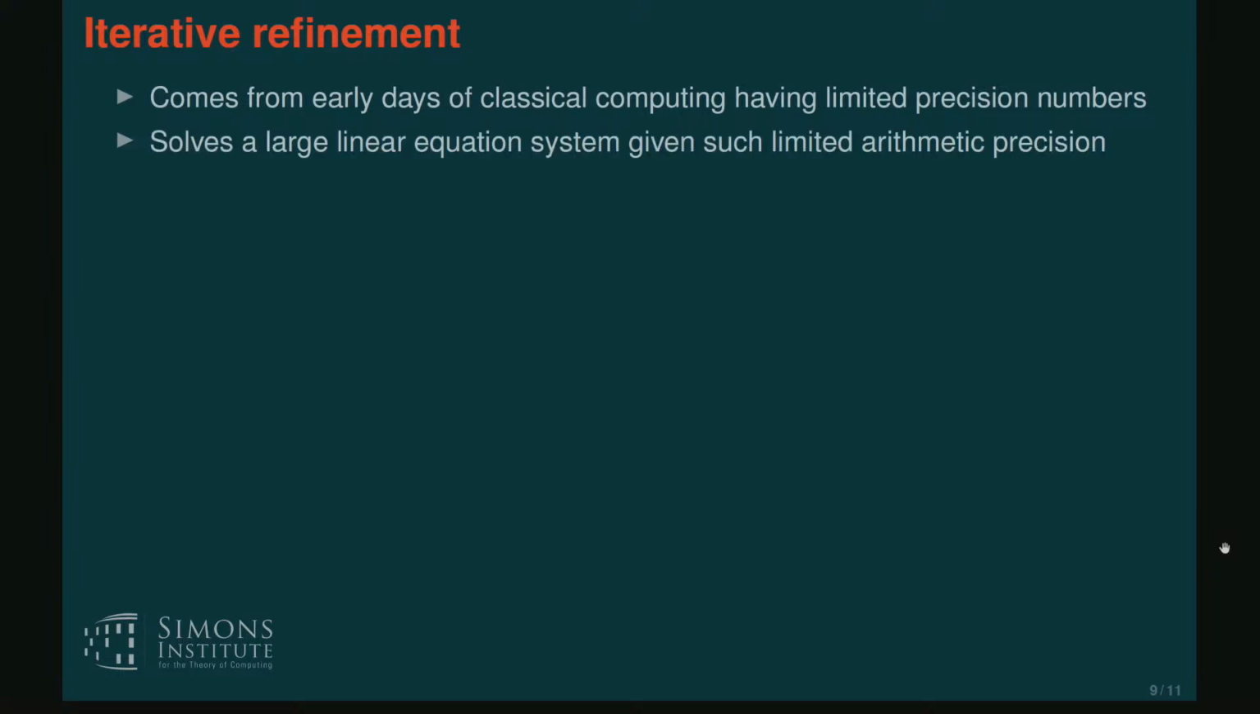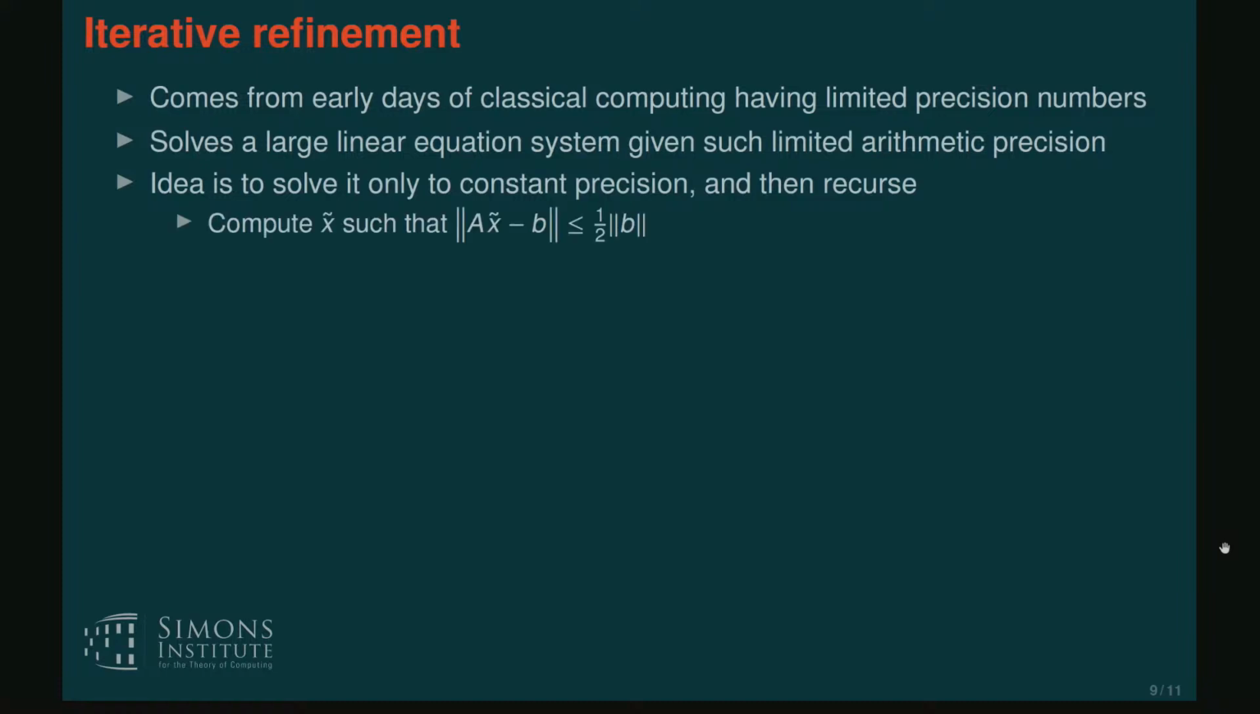And this problem solves the very large equation system with only using small few digit numbers. The idea is that in every iteration, it just solves the equation system to constant precision, and then computes the slack and iterates. So first it finds an approximate solution, which is x tilde here, such that Ax gets at least half closer to b than the trivial solution 0. So Ax minus b is at most half the original vector length b.